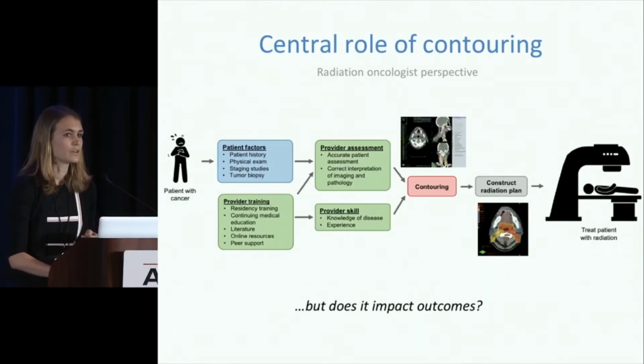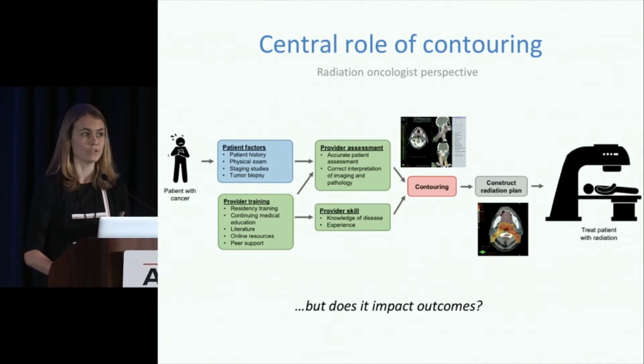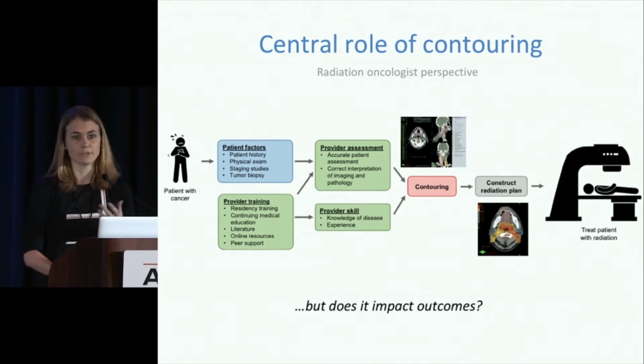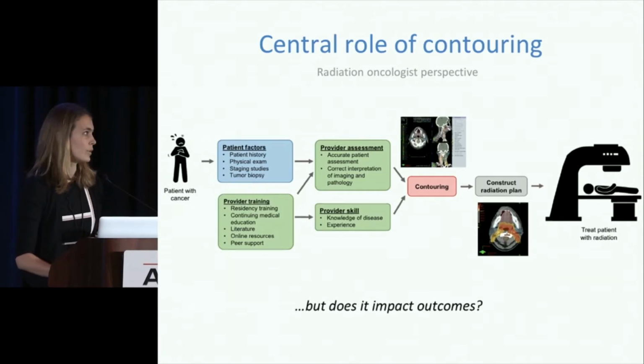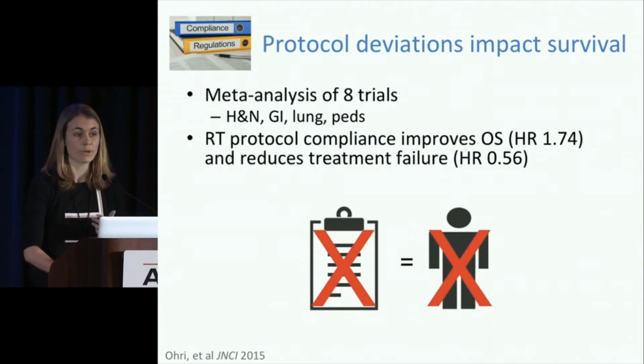So I think as radiation oncologists, we all appreciate that contouring is really a central part of what we do every day. We see patients, we evaluate both their clinical and their social needs and understand what the best course of treatment for them is, but a lot of it comes down to what we actually target and what we treat, how we avoid normal organs. But my question initially was, what kind of data do we have to actually prove that we're impacting outcomes?